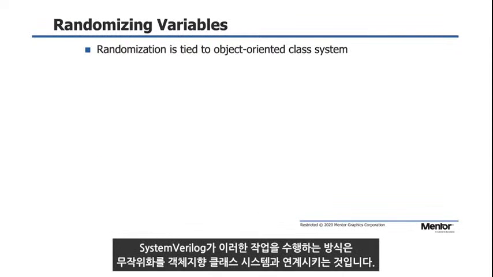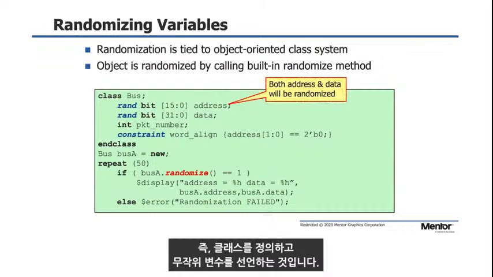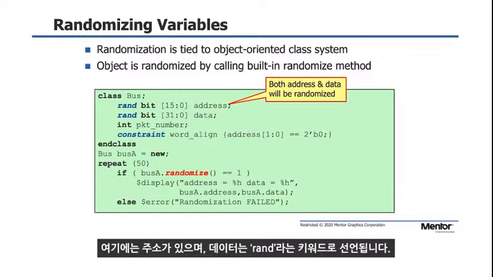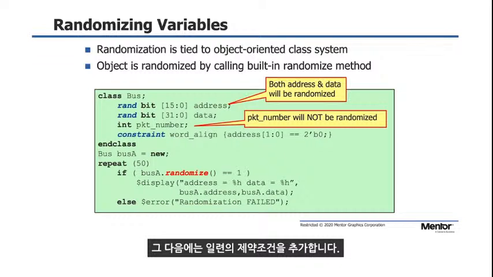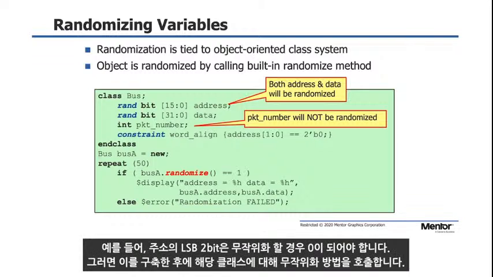Now the way SystemVerilog does this is it ties randomization to the object-oriented class system. So we define a class and we declare random variables. Here we have address and data declared with the rand keyword, and packet number is another class member, but it will not be randomized. Then we add a set of constraints. For example, the two least significant bits of address need to be 0 when I randomize.